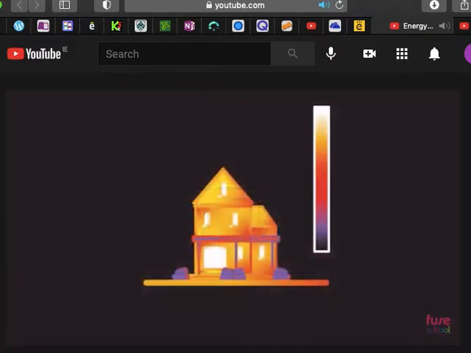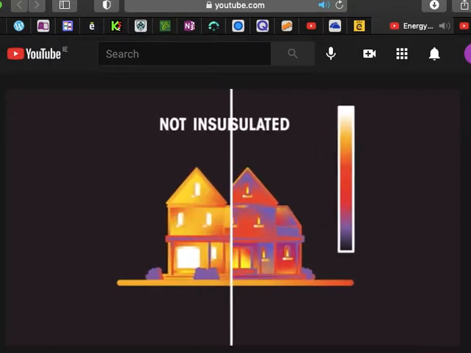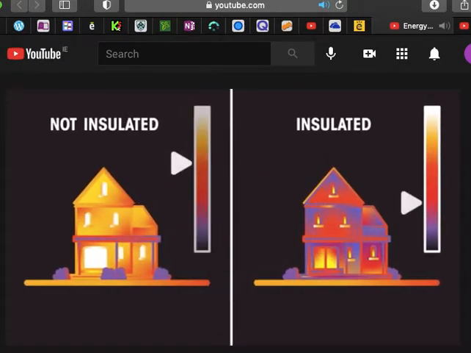This infrared image shows how heat is lost from a house. The brighter the image appears, the greater the heat loss. Look at the difference adding insulation makes. So this is how we can calculate energy efficiency and make some devices more efficient.